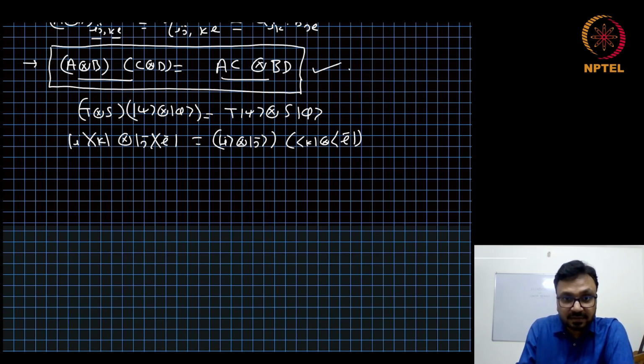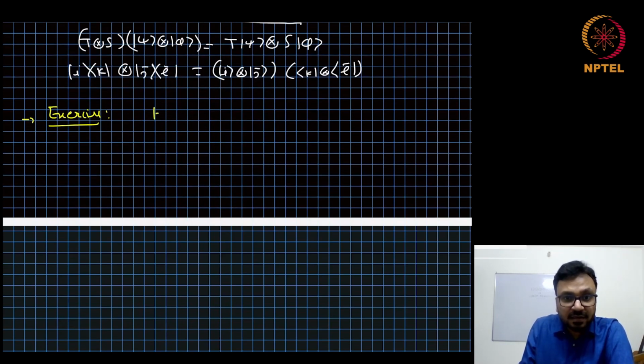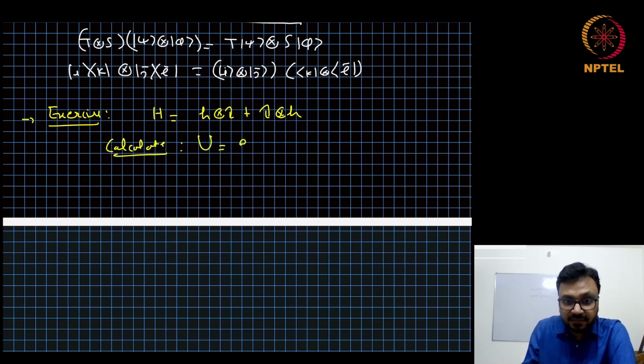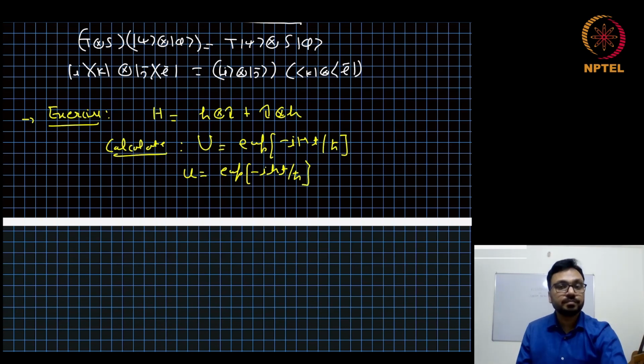And there is an exercise. This can be a fun exercise and slightly involved. If I define a matrix H tensor identity plus identity tensor H, and H is Hermitian, calculate the unitary, which is exponential of minus i H t over h bar. You can use small u, which is exponential of minus i small h t over h bar. So we have to calculate this in terms of small u's.